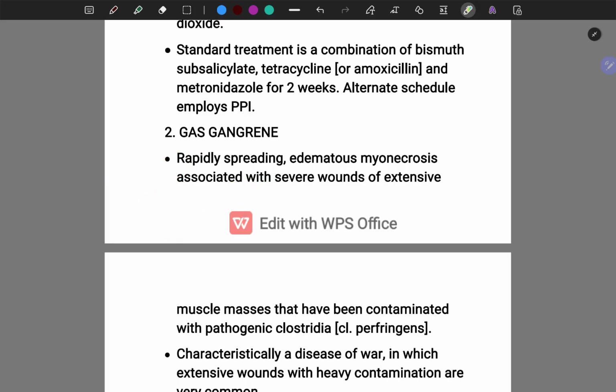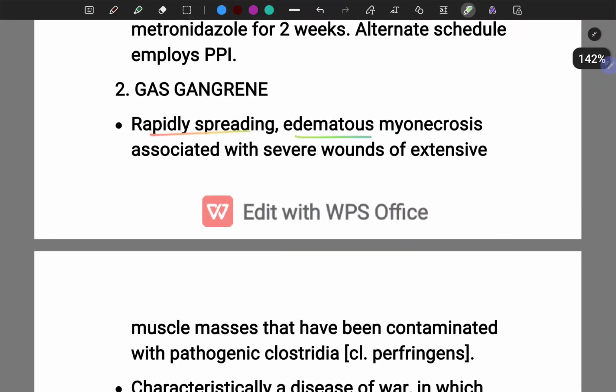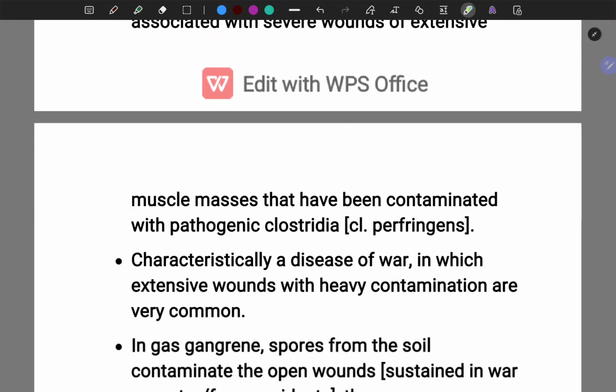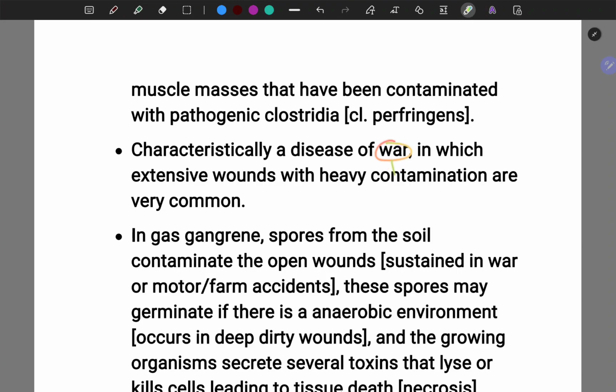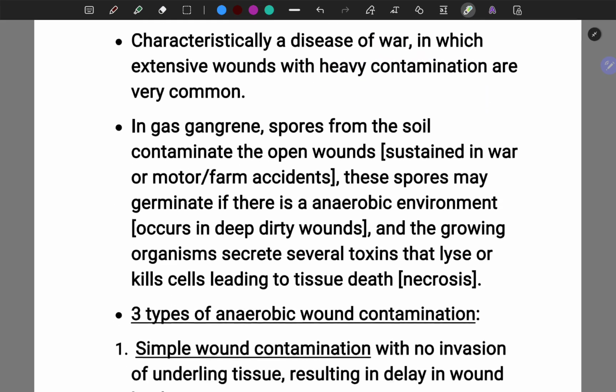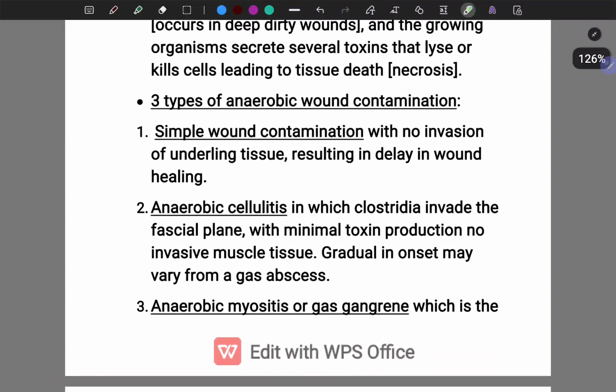Let's move on to the discussion. Gas gangrene, a rapidly spreading edematous myonecrosis. The pathogen is Clostridium perfringens. It's a disease of war, as already seen, with gunshot wounds and also heavy contamination. There are 3 types of anaerobic contamination: simple wound contamination, anaerobic cellulitis, and anaerobic myositis.